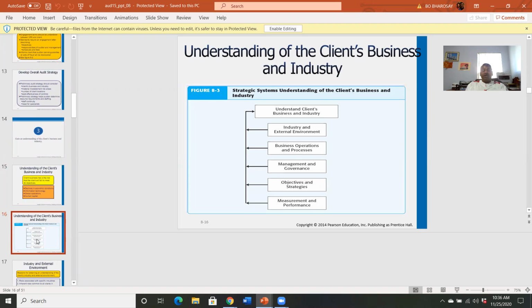Understand the client business and industry. You can look at the industry and the external environment: what type of business they're in, what industry they're in, what the bottom line of this industry is expected to be, how much profit this business generally generates, and how this industry conducts its operation.